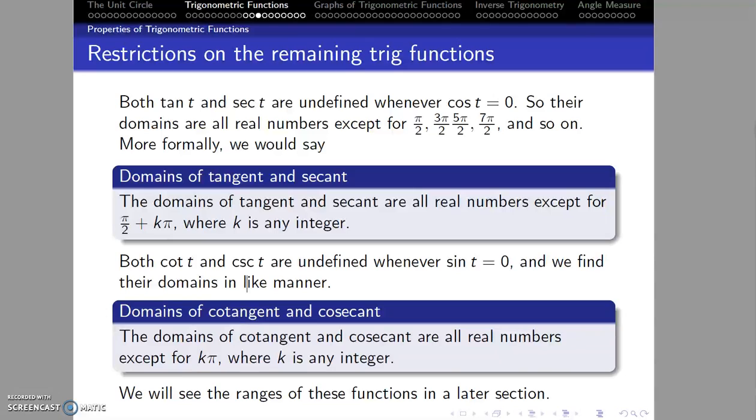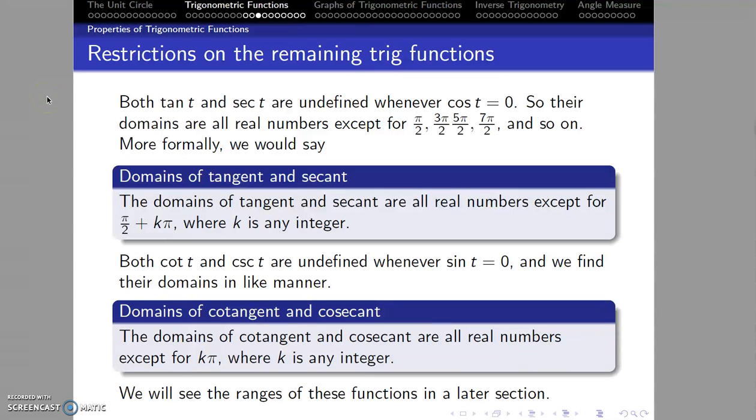We'll get into the ranges of these functions sometime. They're not really relevant, and you'll see why when we actually get to graphs of the other 4 functions. The real functions you need to remember the range for are sine and cosine, but that's fairly obvious, right? Negative 1 to 1. That's what they do.